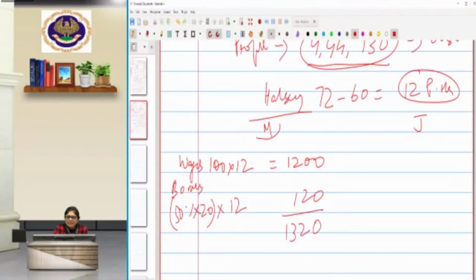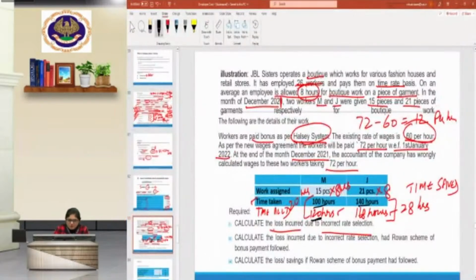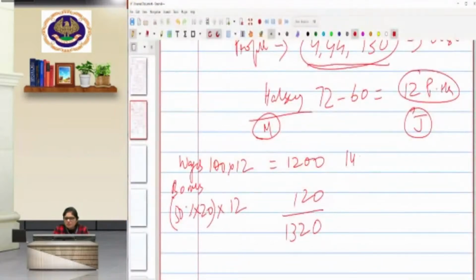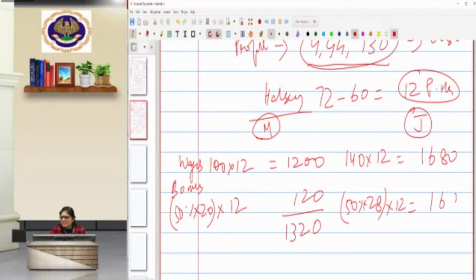Let's calculate in case of J also. So the wages: how many hours did he take? Actually he took 140 hours. So 140 into 12, 1680 wages. And the bonus as per Halsey plan: how much did he save? He saved 28 hours. So 50% into 28 into the rate per hour, which is 12. So 14 into 12, 168.